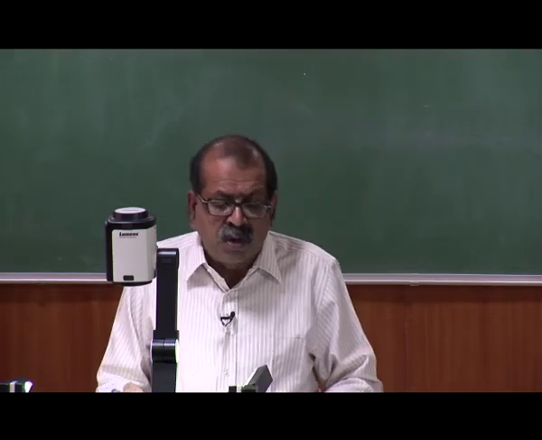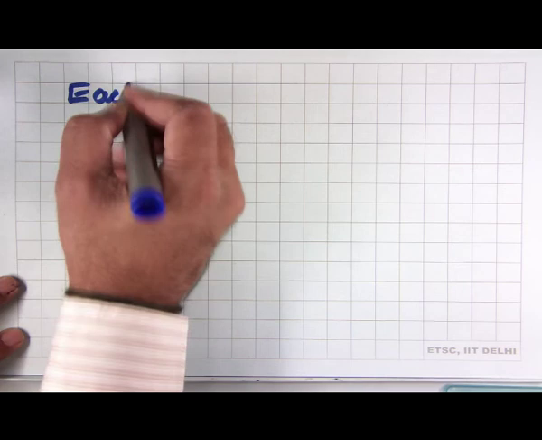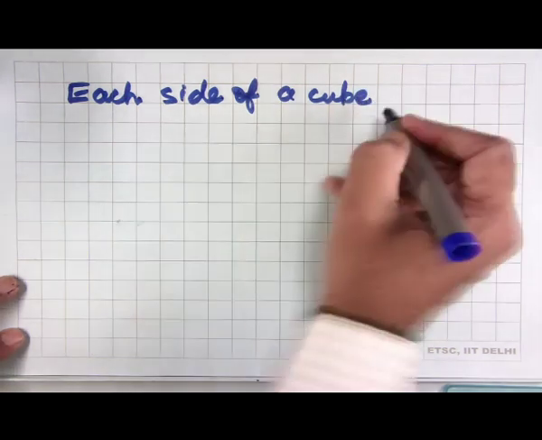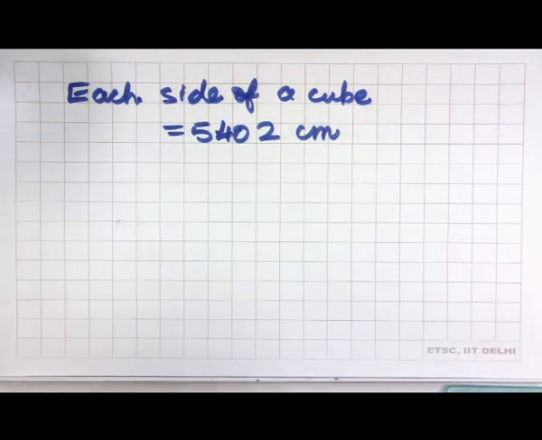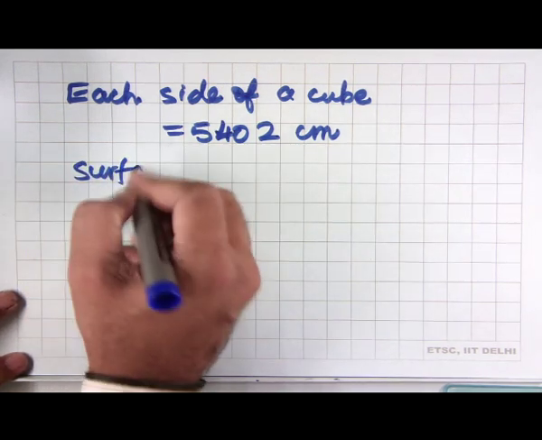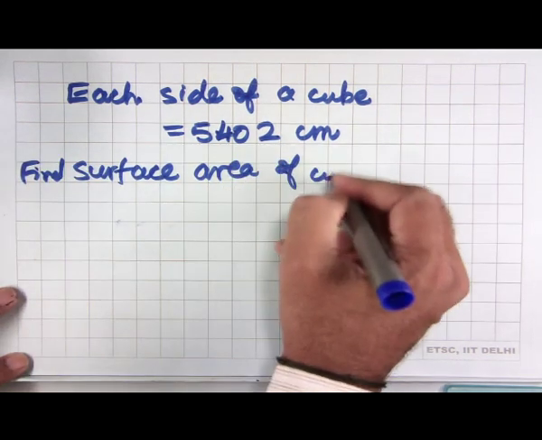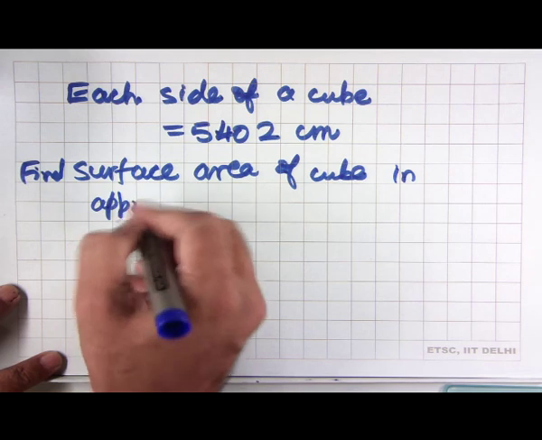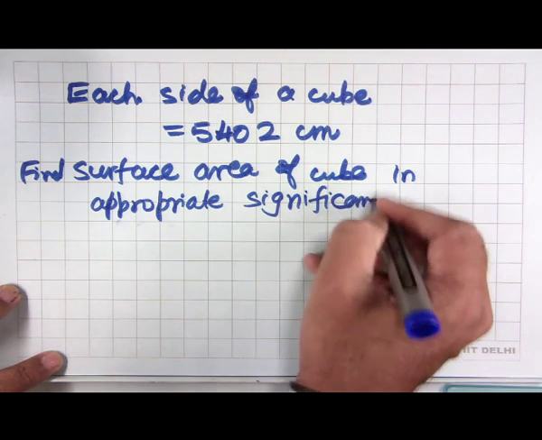We take an example which involves multiplication. So, let us look at this problem. Suppose it is given each side of a cube is equal to 5.402 centimeters, and we have to find the surface area of the cube in appropriate significant figures.